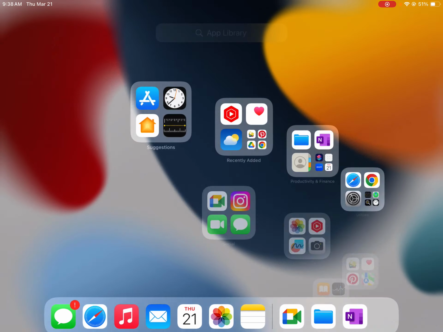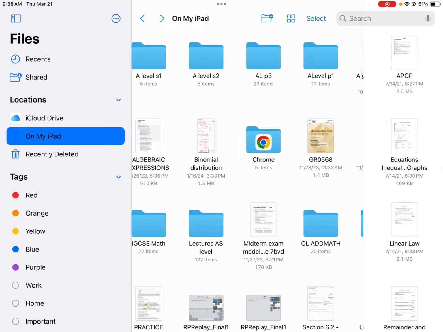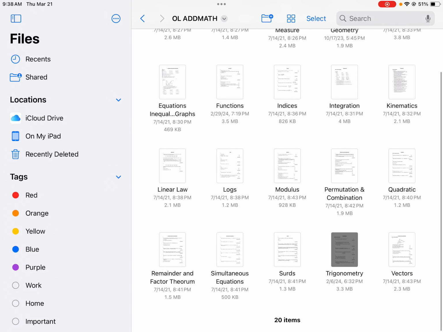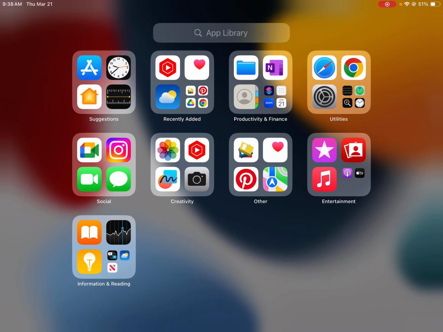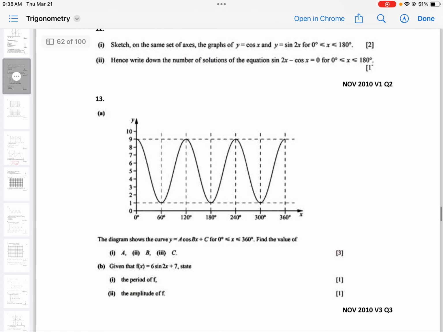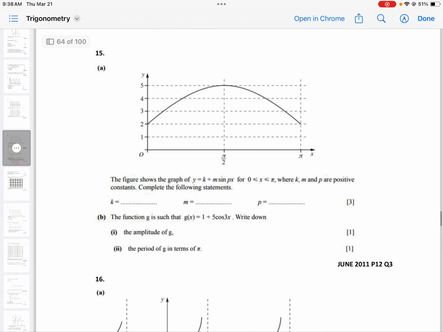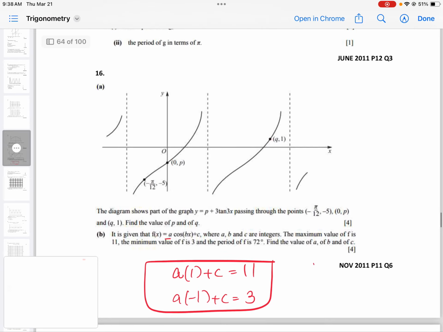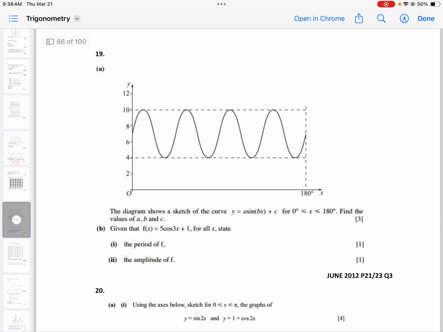Alright, let's look at one more type of question now, where the graphs have been given and you have to find out the amplitude and stuff.